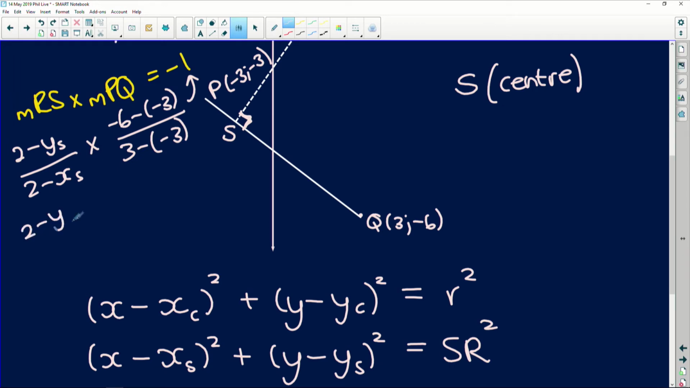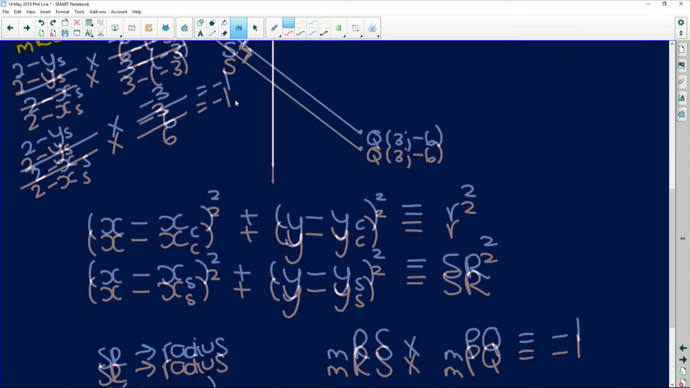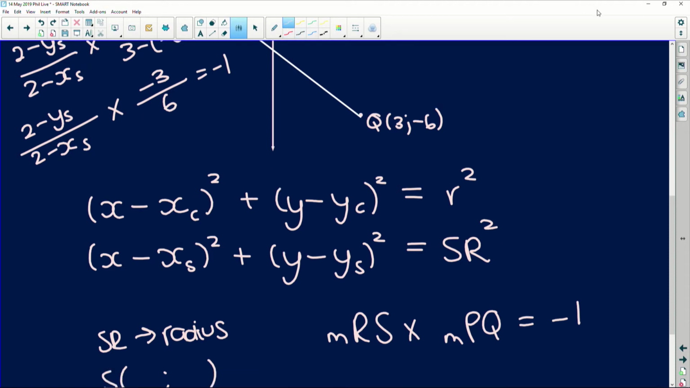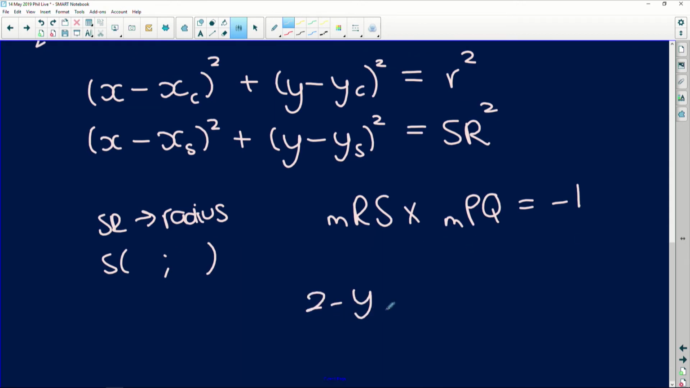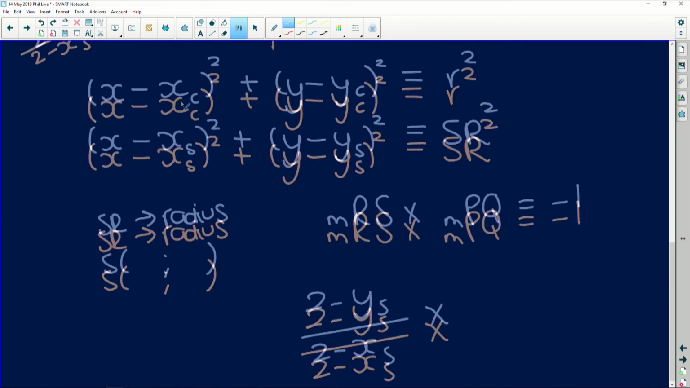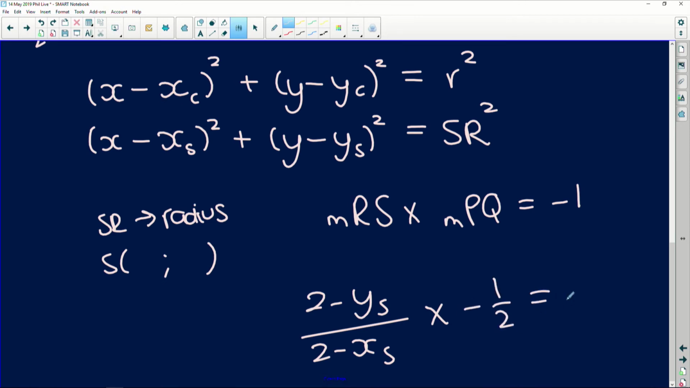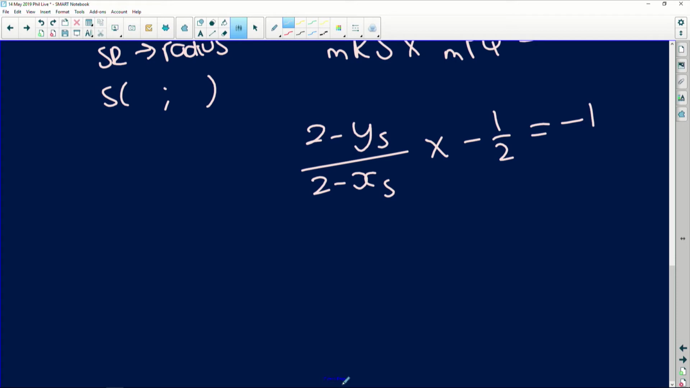We get (2 minus ys) over (2 minus xs) multiplied by (-6 minus -3 is -3) all over (3 plus 3 is 6), and that gives us -1. Okay, so I'm going to move that down to the bottom here because otherwise I'm going to run out of space. Let me double check this. (2 minus ys) over (2 minus xs) multiplied by -3 over 6, which simplifies to -1/2, is equal to -1.